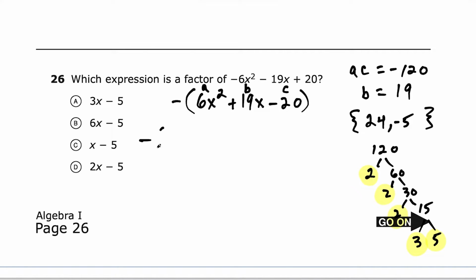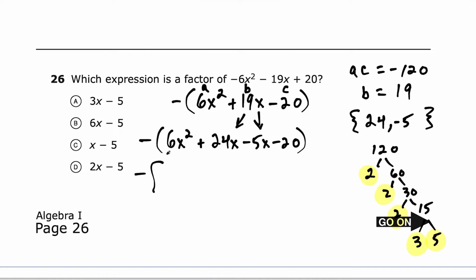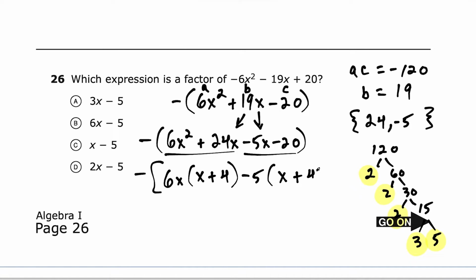So now I could split up the middle here. I'm going to have 6x squared, plus 24x, and then minus 5x, and then minus 20. So I'm just once again using these two numbers to break the middle term into 2 pieces. And now from here, I do factoring by grouping. So I'm going to take the greatest common factor between these two terms, which is 6x, and then we'll be left with an x plus 4. And now the greatest common factor with the next two terms, I'll take out a minus 5 so that we have a leftover factor on the inside of x plus 4. I'm just dividing each term on the inside here by -5.